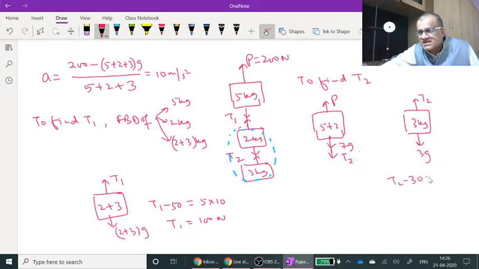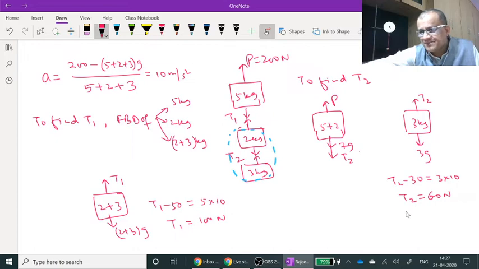T2 minus 3G is equal to 3 into A. So T2 is coming out to be 60 Newton, and somebody gave that answer already. I think Visalakshi gave that answer that T2 is 60.